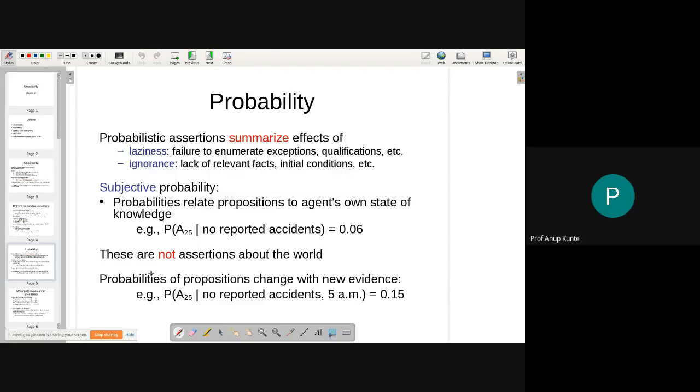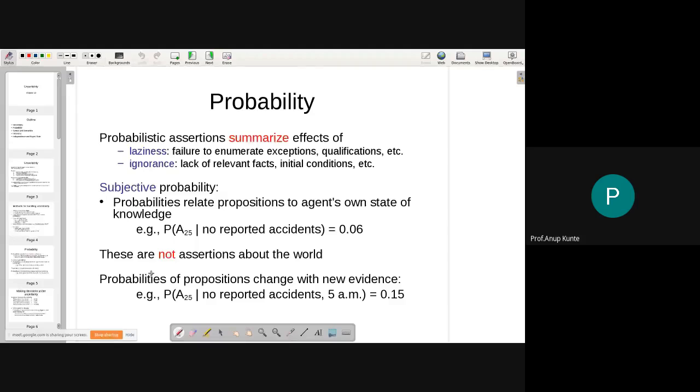Laziness means failure to enumerate exceptions and qualifications, all the kinds of things which, due to the complexity of the problem, we may not be able to compensate for or know about, and they are just unobservable because of the lack of power to handle all the uncertain variables together. So laziness is compensated using probability theory. Ignorance can also be compensated. If my environment is unobservable or semi-observable, partially observable, in that sense this ignorance can also be compensated using probabilistic assertions.